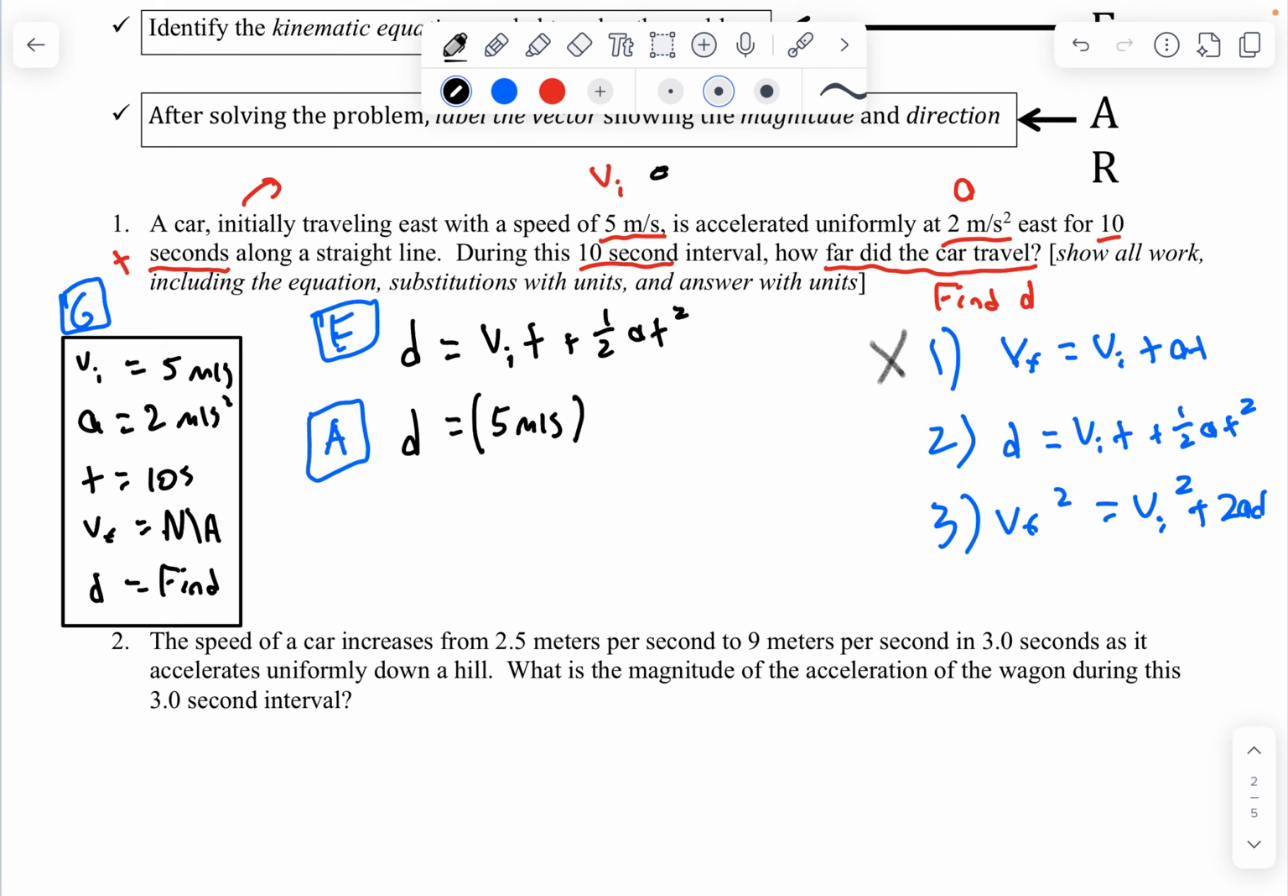And then what's time? Time is 10 seconds. Have that right here. There's two places we're plugging in time. So we're going to plug in time, and the time is 10 seconds. That goes there. Then plus 1/2, and then AT squared. So what's A? A is 2 meters per second squared.